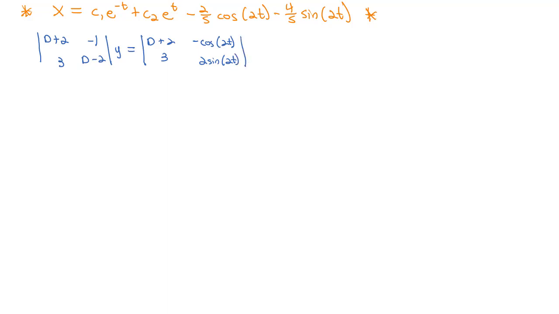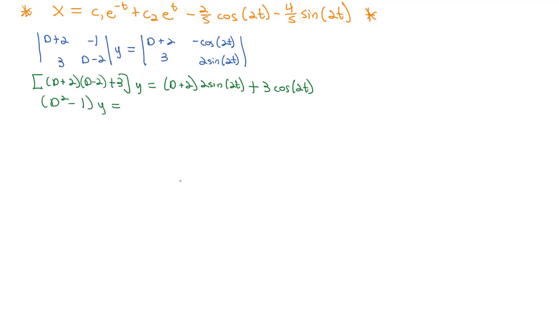And we'll solve it in basically the identical way that we solved the x equation. The main difference you're going to see is on the right side of the equation. We have d plus 2 times d minus 2 minus 3 times negative 1 makes it a positive 3 times y this time. On the right side, we're going to have a d plus 2 times a 2 sine of 2t minus, and if we subtract a negative, it becomes positive 3 cosine of 2t. So the right side's going to look a little different as we simplify. The left side's going to be pretty identical. We have d squared minus 4 plus 3 is 1, y equals.